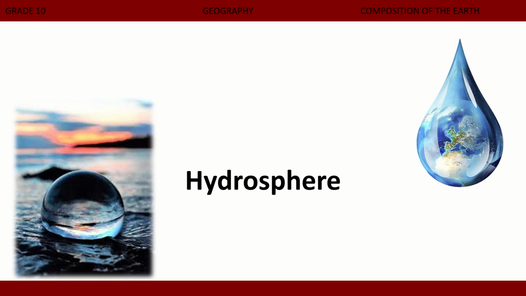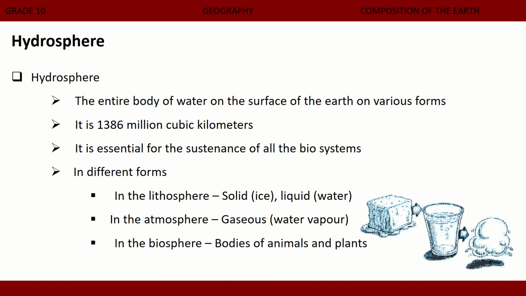The next subsystem of the Earth is hydrosphere. The entire body of water on the surface of the Earth in various forms is termed the hydrosphere. The total volume of water on Earth is calculated as 1,386 million cubic kilometers. Water is essential for the sustenance of all the biosystems.